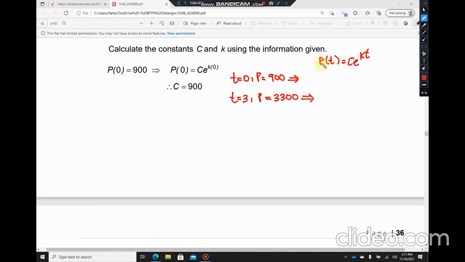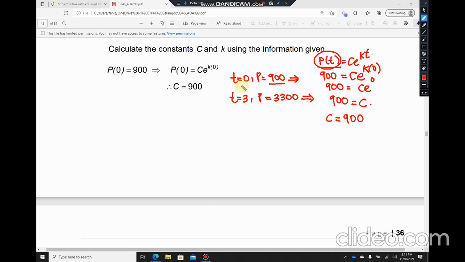P0, maknanya bila t sama dengan kosong, P dia dapat 900. Okay, so saya masukkan 900 equals to Ce^(kt) sebab yang ni mewakili P kan. So kita ambil nilai kat sini, P is 900 equals to C e^(k·0). Okay, k kita tak tahu nilai k, but t is equals to 0. So 900 equals to C e^0. e^0 is equals to 1. So 900 equals to C. So you will get the value of C which is 900.